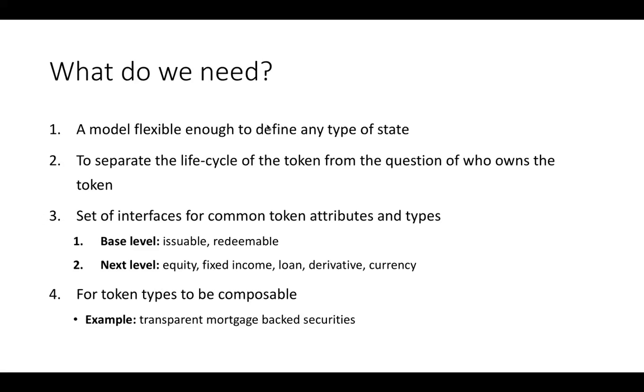The last thing is something that's really cool, and I'll spend a bit of time on the last couple of slides on this. And what I'm saying here is we want to be able to create token types out of the existing token types. And the example I've got there is transparent mortgage-backed securities. I won't say anything more yet, but I'll get to that on the final two slides. I think this is a really important concept.